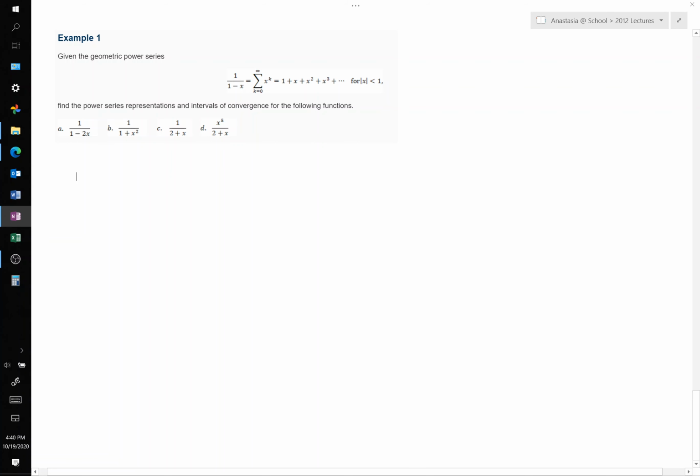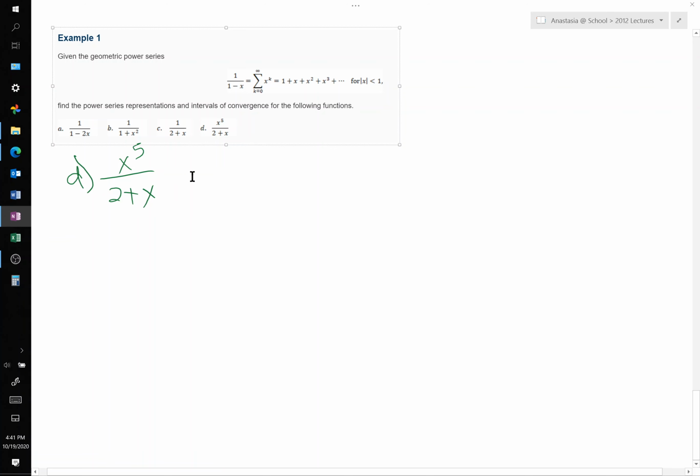Hello, in this video we are continuing our discussion of section 8.6, continuing to work through example 1, and we are going to work through part D in this video. So in part D we have the function x to the fifth over 2 plus x. We need to relate it to the function 1 over 1 minus x, or really we could relate it to any of the previous functions that we've worked with in this example, since we have power series representations for them now.